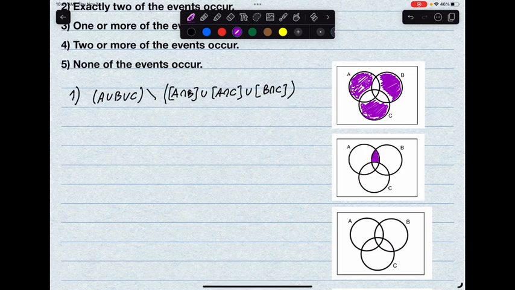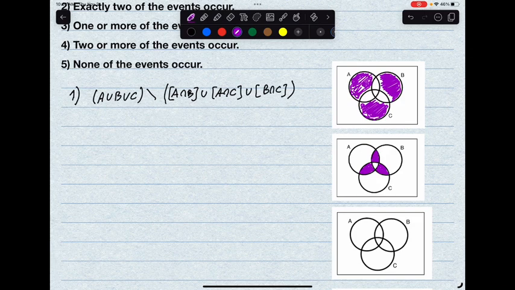Okay, here is exactly where A and C occurs, and here is exactly where B and C. So you need to know, okay, so this part is not included because here is where all the three events occur, okay? But we are looking for the part corresponding to exactly two occurs. So here is A, B, and C, all the three occurs. So that means we only want this part.